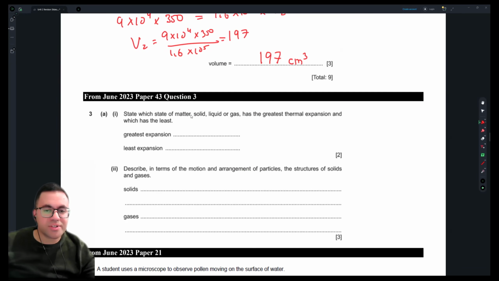Next, state which state of matter, solid, liquid, or gas, has the greatest thermal expansion and which is the least. So which one expands the most? Gas. Which one expands the least? Solids.